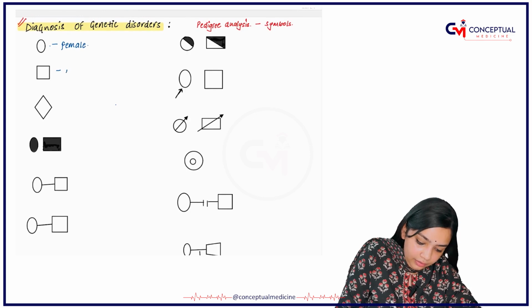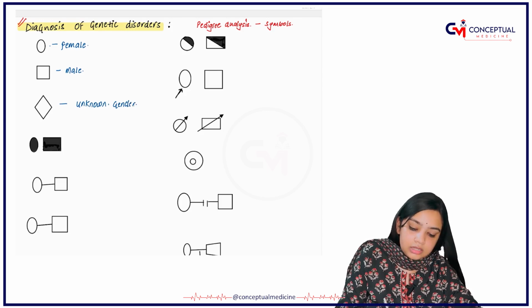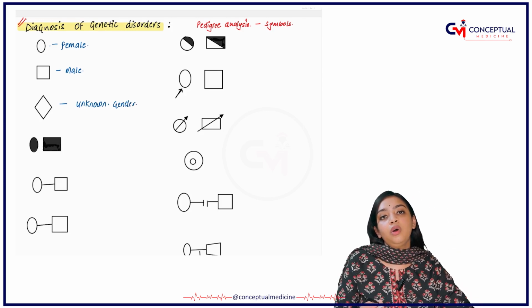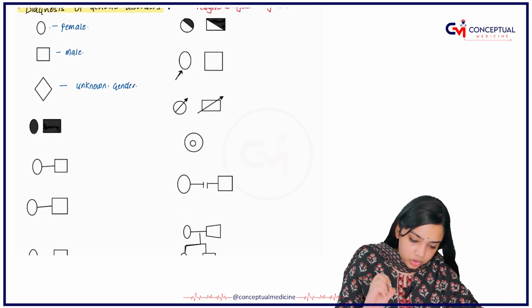Next one is a square which represents a male. This one basically represents unknown gender. This means that the gender of that baby is not known. So this was all about the genders.